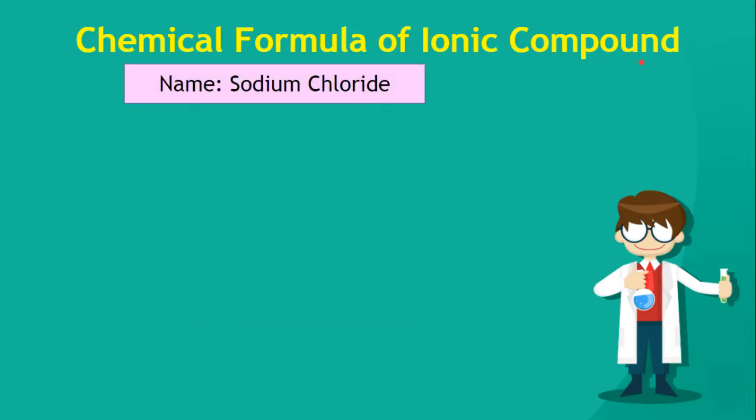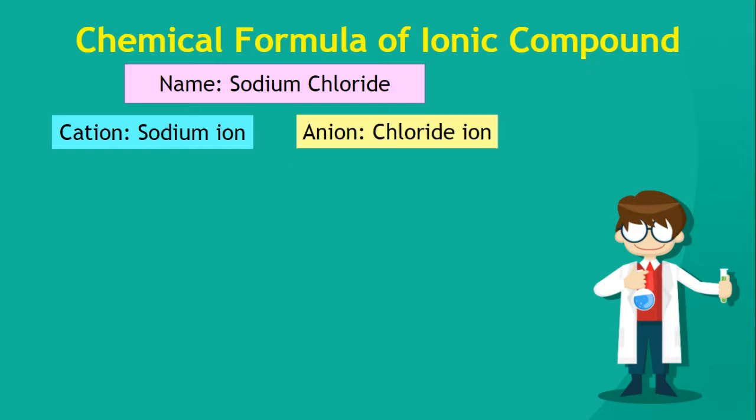We go to example number 1. Let's say you are given the name of an ionic compound, which is sodium chloride. Inside the sodium chloride compound, we have the sodium ion, which is the cation, and the anion is the chloride ion. From here, you need to determine the formulas. For sodium ion, the formula is Na+, while for chloride ion, the formula is Cl-.